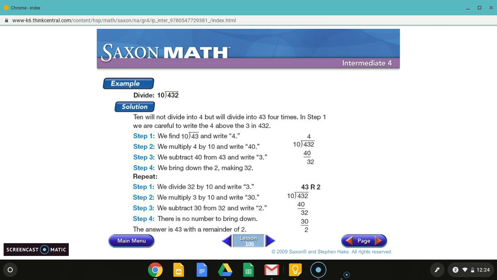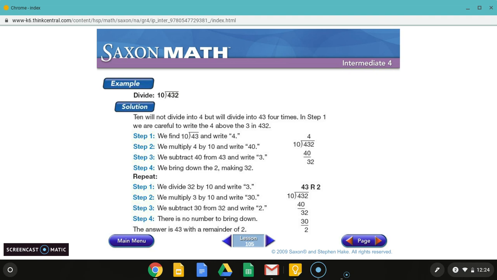So then we repeat. We divide 32 by 10. We write a 3 above. We multiply 3 times 10. We get 30. We subtract. We have a 2 left over. There's nothing to bring down. So the answer is 43 with the remainder of 2.